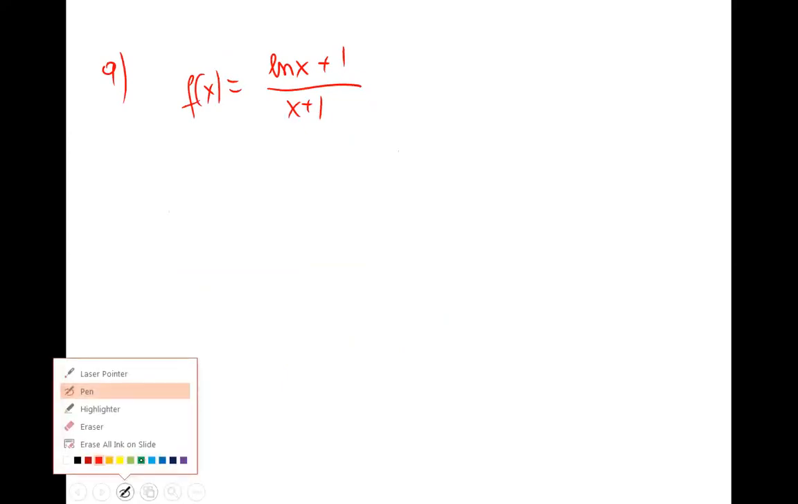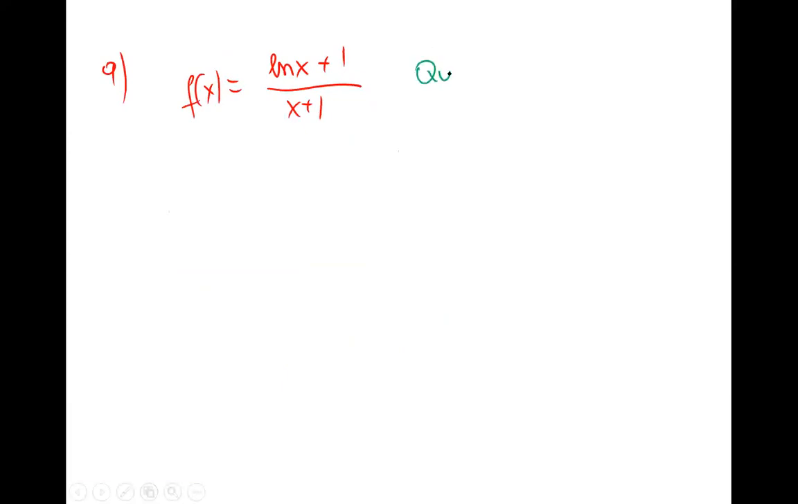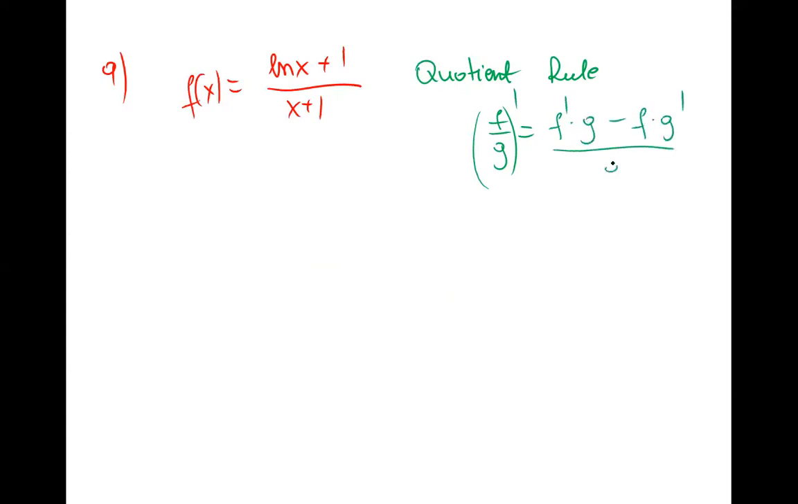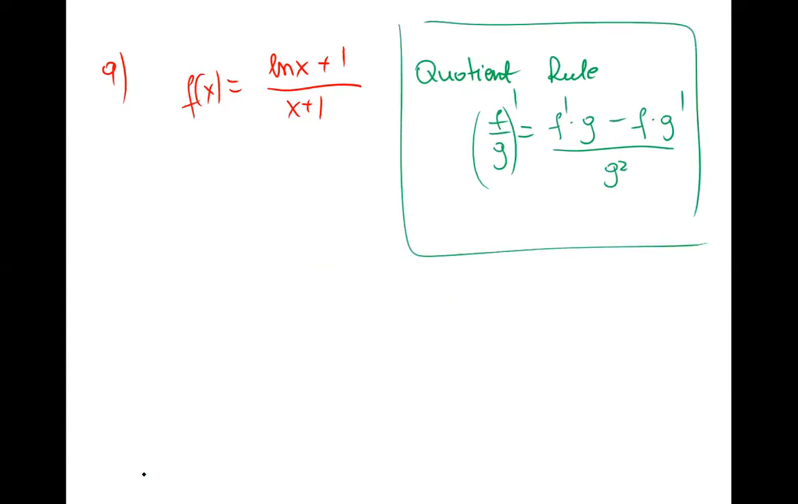Okay, function number 9, f of x equals ln of x plus 1 over x plus 1. That means now we can nicely see the division of two functions. Quotient rule, which says if we have function f over function g, the derivative is f prime g minus f g prime, over g squared. Okay, let's apply.